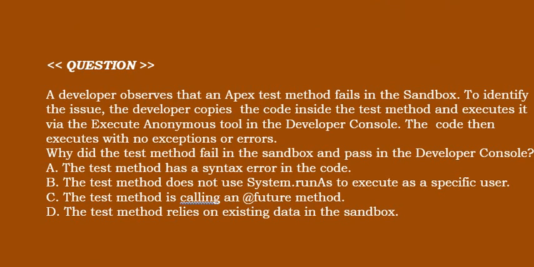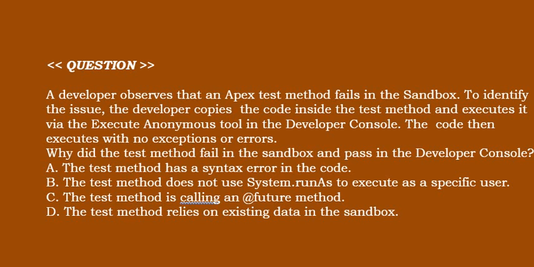Next question is, a developer observes that an apex test method fails in the sandbox. To identify the issue, the developer copies the code inside the test method and executes it via the execute anonymous tool in the developer console. The code then executes with no exceptions or errors. Why did the test method fail in the sandbox and pass in the developer console?